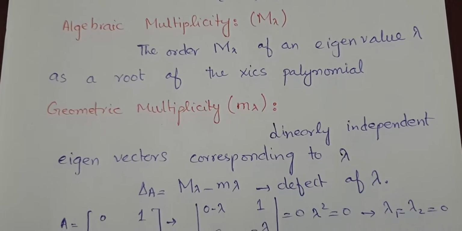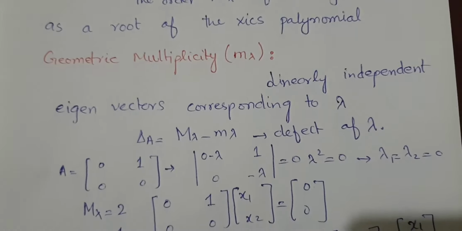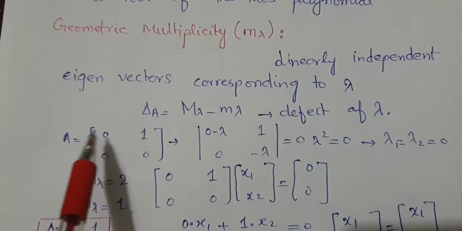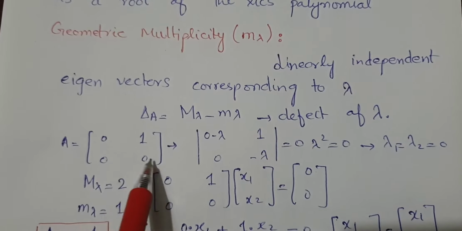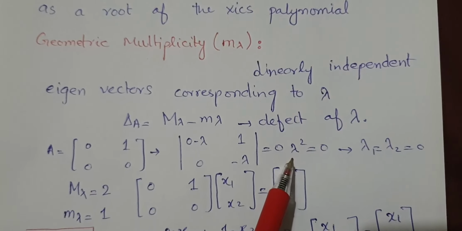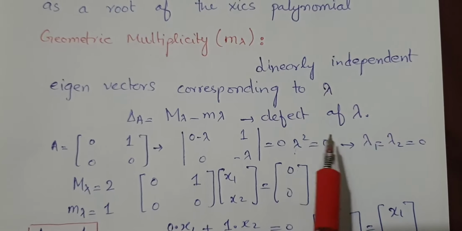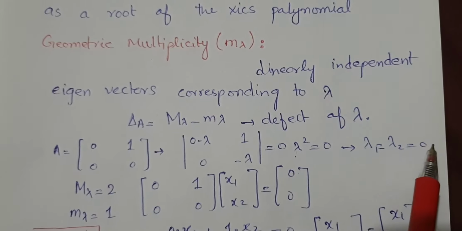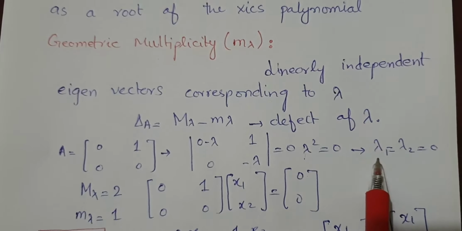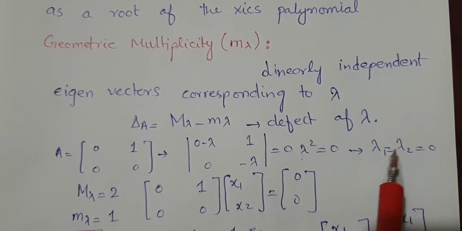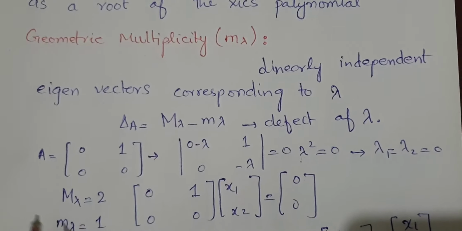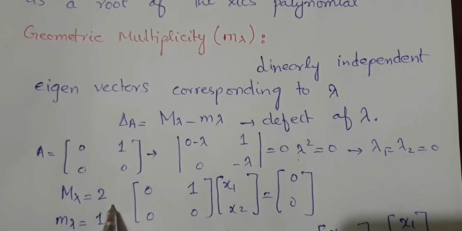For understanding the concept of these two terms, let's consider an example. I have chosen a matrix given as A equal to [0 1; 0 0]. When we found its eigenvalues, we came to know that lambda 1 and lambda 2 are equal to 0. Both roots are equal to 0, so they are repeated roots. The order of the repetition is equal to 2, which implies that capital M(lambda) is equal to 2.